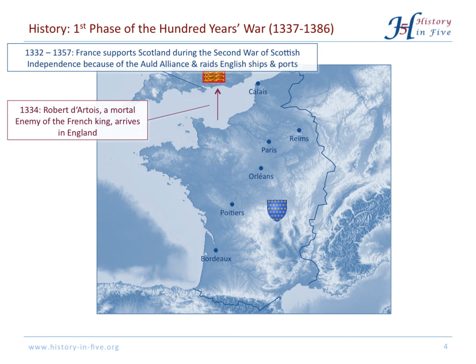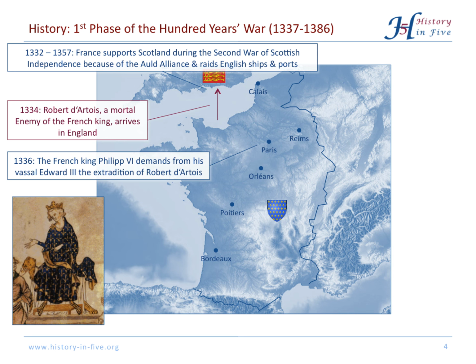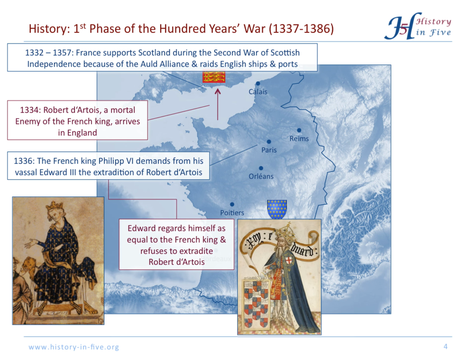But then there was a diplomatic affair. A mortal enemy of the French king, Robert d'Artois, arrived in England, and the French king demanded, from his point of view, from his vassal, to extradite Robert d'Artois. Edward III of England said, "No way, mate, we're equals, nobody will be extradited." So war could go on.